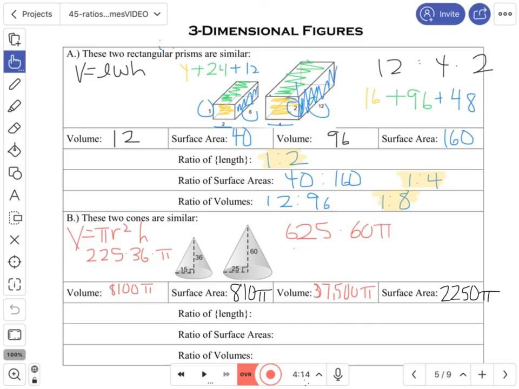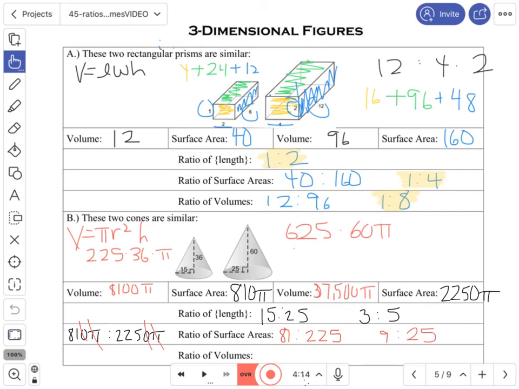Okay, so for the ratio of our sides, we can do 15 to 25, and that reduces to 3 to 5. And for the ratio of our surface areas, I'm going to start over here on the left just to maximize my space, and that's 810 pi to 2,250 pi. So think of it again like reducing a fraction. We can get rid of these pi's. I can divide by 10, and I'm left with 81 to 225. And we can divide these one more time by 9. So 9 goes into 81 9 times, and 9 goes into 225 25 times.